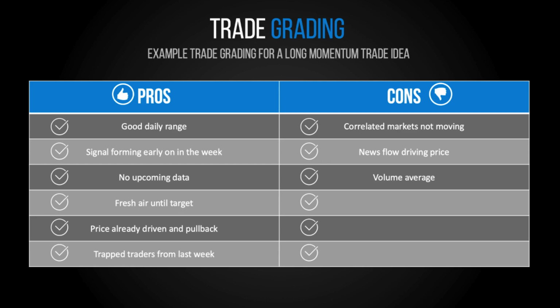But let's say we're trading a long momentum ignition trade idea. So our thumbs up or our pros would be, all right, we've got a good daily range. So this is kind of from almost a day trading perspective, okay? So we've got a good daily range. The signal is forming early on in the week. So the range is generally good, i.e. there's chance for this thing to move.